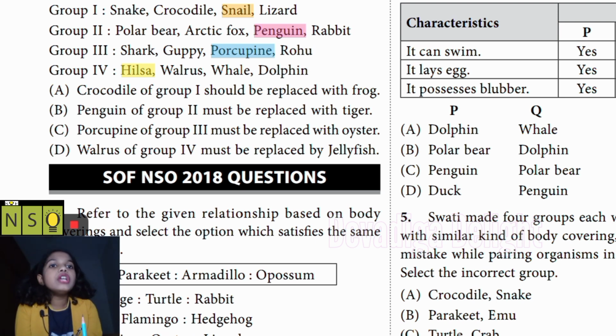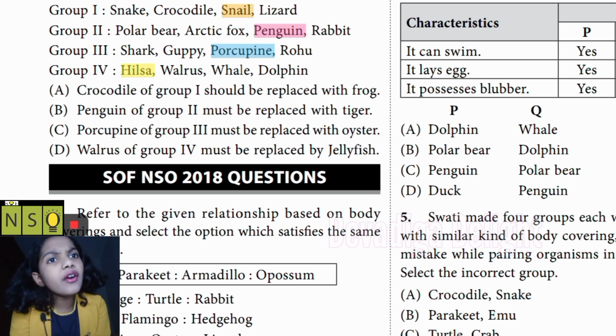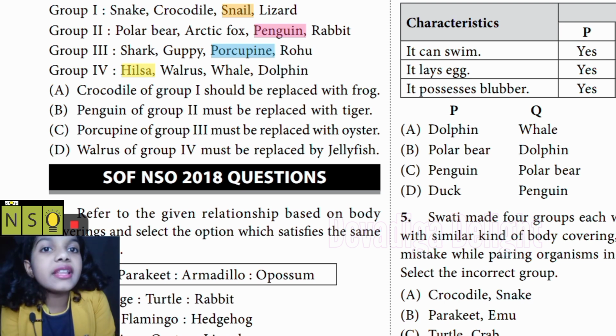Crocodile of group 1 should be replaced with a frog. Crocodile of group 1 should not be replaced as crocodile is not the odd one out, but rather the snail. Penguin of group 2 must be replaced by a tiger. So these can be the right answer.